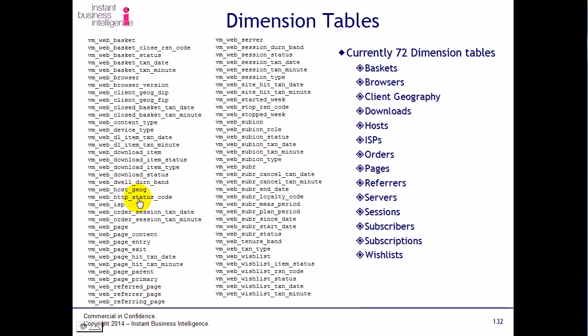Your host geography, your HTTP status code, the ISP you're using, the page, the name of the page, the content, the page, an entry page and exit page. So when you have an entry page, you've come into the website on this entry page. Exit from the website. You have the parent page, have a primary page, you have a referred page, a referrer page, and a referring page. Then you have the web server itself, the session duration band, session status, session type, start week, end week, start week, stop week, and stop reason code for subscribers to a website.